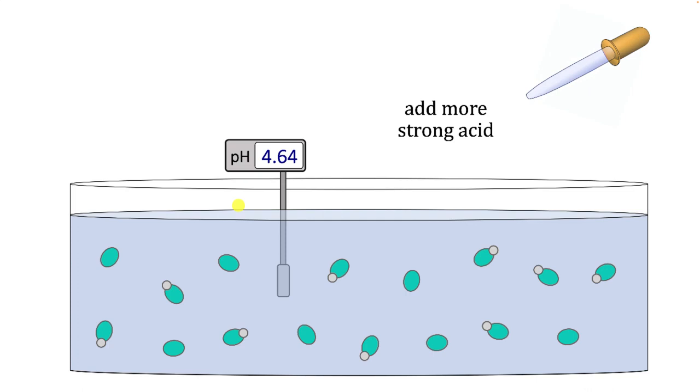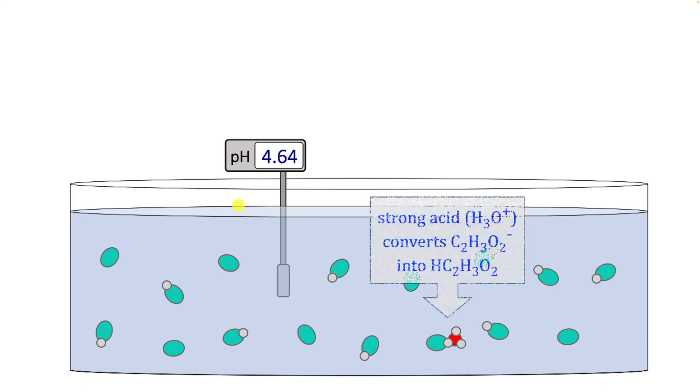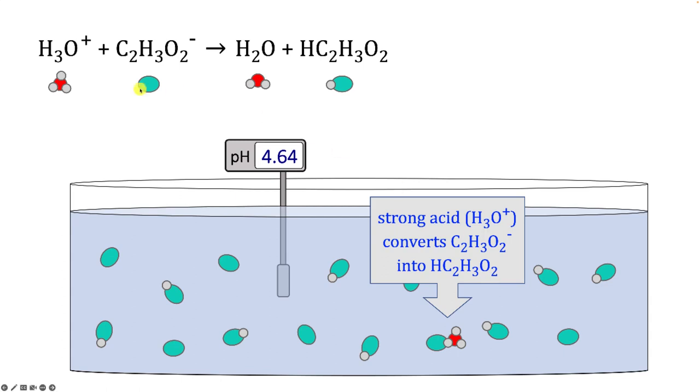Now we can do this again. We can add more strong acid, and when more hydronium ion is added to the solution, it enters the solution and encounters acetate ions. When it encounters an acetate ion, it donates a hydrogen ion, a proton, which converts the acetate ion into an acetic acid molecule. The reaction is H3O+ reacts with an acetate ion to make water and an acetic acid molecule.